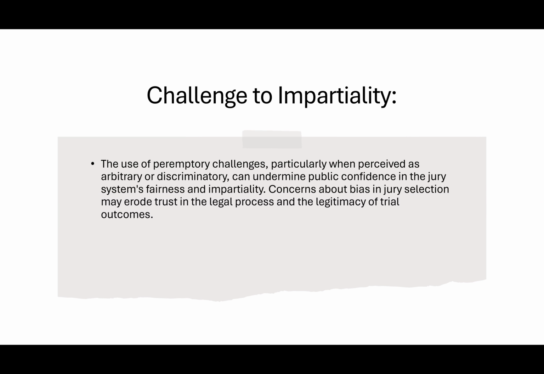Challenge of impartiality now. The use of peremptory challenges, particularly when perceived as arbitrary or discriminatory, can undermine public confidence in the jury system's fairness and impartiality. Concerns such as bias in jury selection may erode the trust of the public in the legal process. You're going to lose trust in the legal process if you know that you're supposed to have a jury of your peers and they can just manipulate the makeup of the jury like that. So it allows citizens to lose trust in the entirety of the jury system.